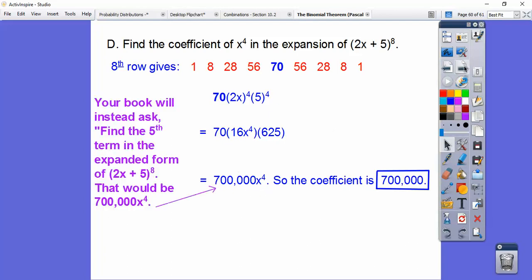All right, I noticed your textbook says instead find the fifth term of the expansion. So this would be 1, 2, 3, 4, 5. It's our fifth term. So the fifth term would be the whole term, 700,000 x to the fourth, if they ask you that.